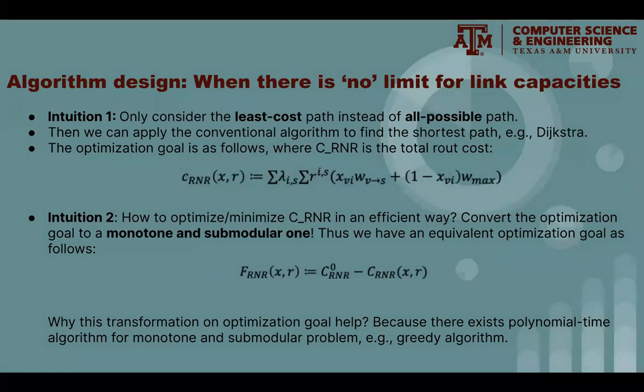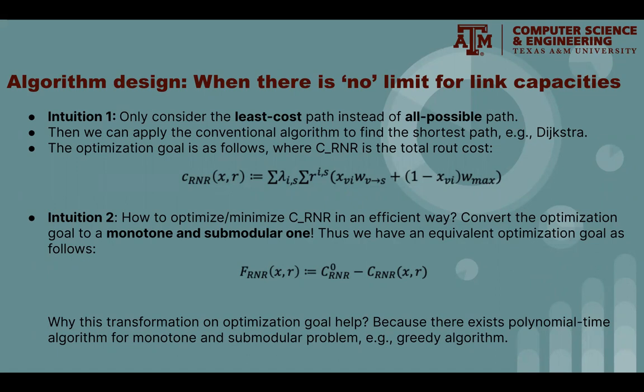So we have several intuitions before we design this algorithm. The first intuition is we want to only consider the least cost path instead of all possible paths, because what we care about is the minimum cost. So we need to care only about the least cost path. Then we can apply a conventional shortest path algorithm, for example Dijkstra, which is very familiar to us.